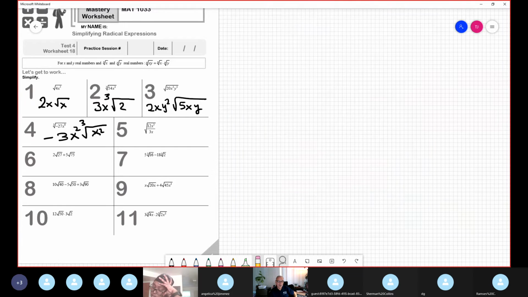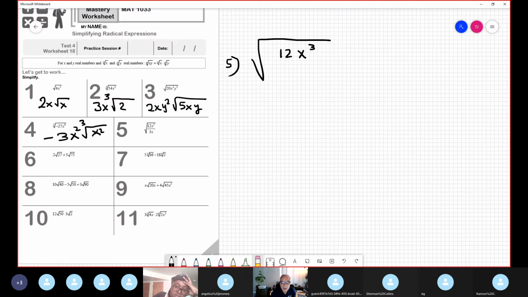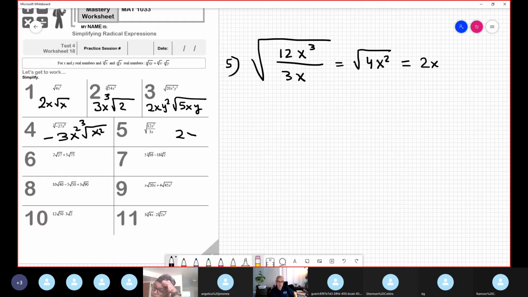Anytime. Okay, now let's move on to number 5. Number 5 is a square root of 12x to the third power over 3x. You check and see I made a mistake. Well, there are many possibilities. You can separate into radicals, but in this case I do not recommend it. Why not? Because when you divide, you simplify. 12 divided by 3 is 4, and x cubed divided by x is x squared. Wow, easy. The square root of 4 is 2, and the square root of x squared is x. Done. Final answer, 2x.